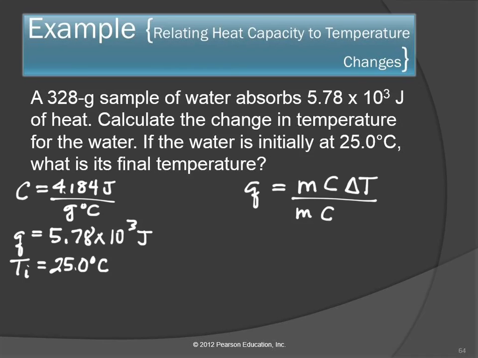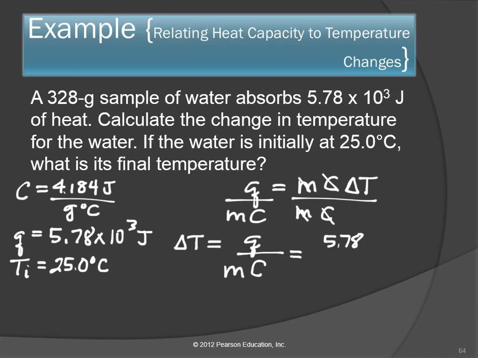So we're dividing by MC to get rid of those. And then I have to do the same thing to the other side. So the change in temperature is equal to Q divided by the mass times the specific heat. So Q, 5.78 times 10 to the third joules, divided by the mass. Oh, I didn't ever write that down. That was right at the beginning and I skipped it. I'm sorry. 528 grams, that's M.